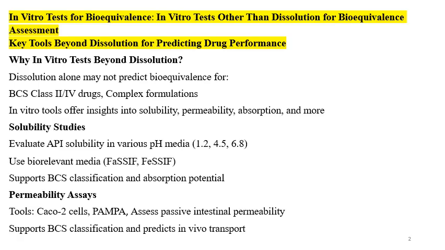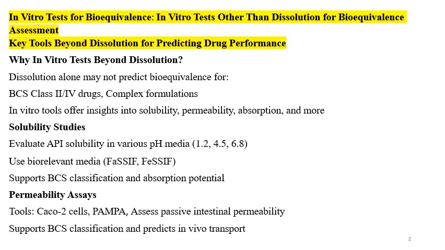Some different tests are also there for demonstrating the bioequivalence by in vitro testing. Let's start with the video for the in vitro tests other than the dissolution for bioequivalence assessment. As we are aware of dissolution testing to demonstrate the bioequivalence, many other tests are there which are other than the dissolution.